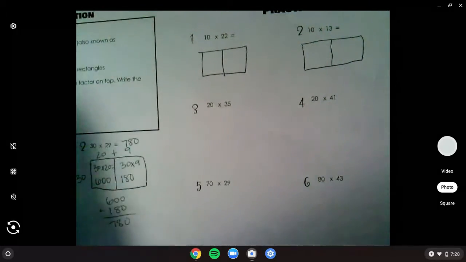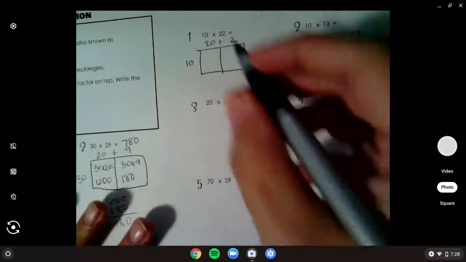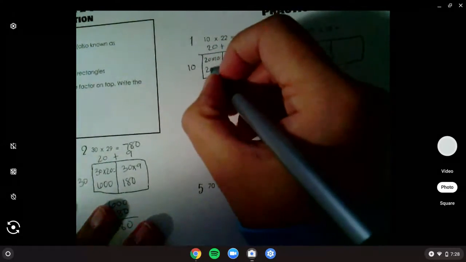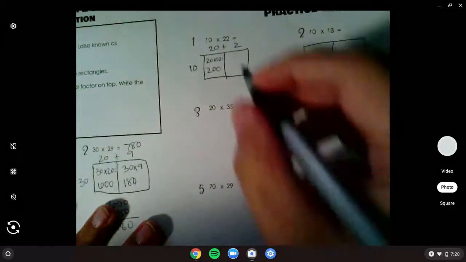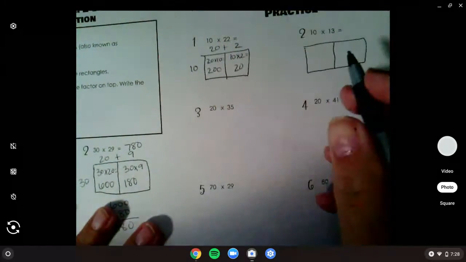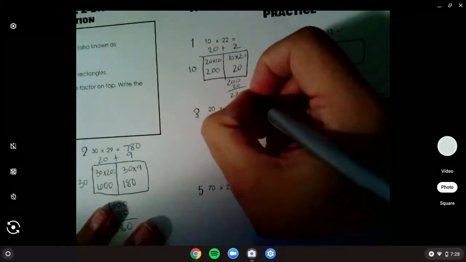Okay, let's take a look at these problems. So I should have had 10 and 20 plus 2, and then did 20 times 10 or 10 times 20 to get 200. Then we would do 10 times 2 to get 20, and if we add them up, we get 220.